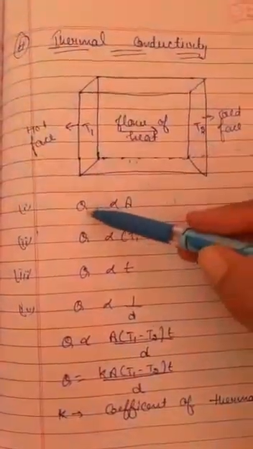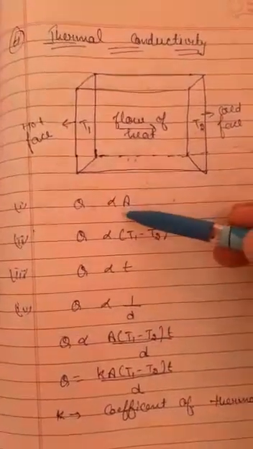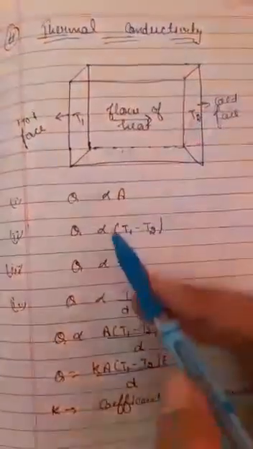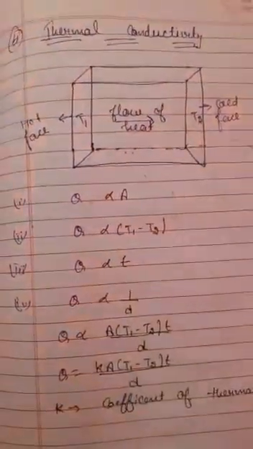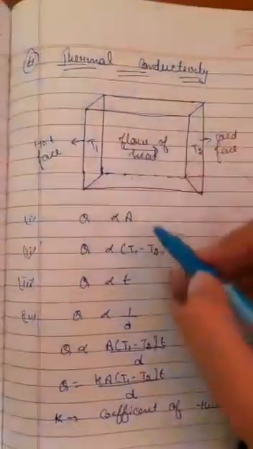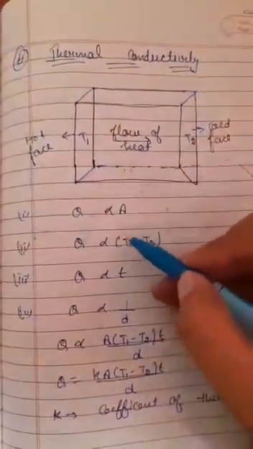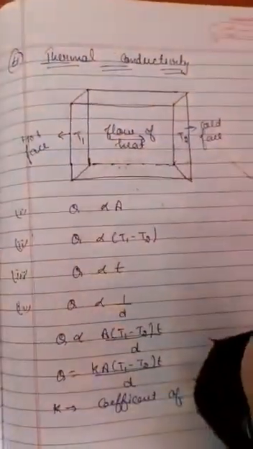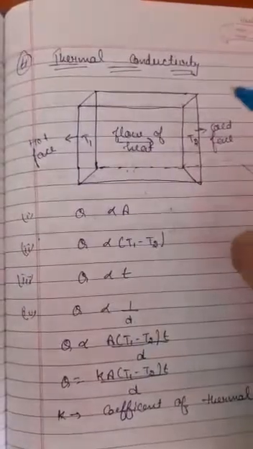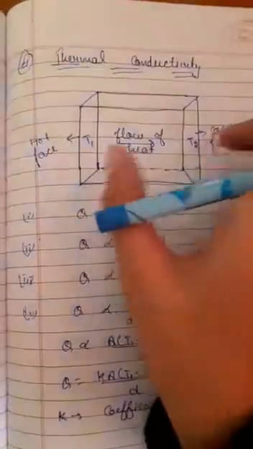The first one is heat transfer is directly proportional to the area of the slab. Second, heat transfer depends upon the difference of temperature between the two slabs. It means it is directly proportional to the temperature difference between the two phases. That is, Q is directly proportional to T1 minus T2.